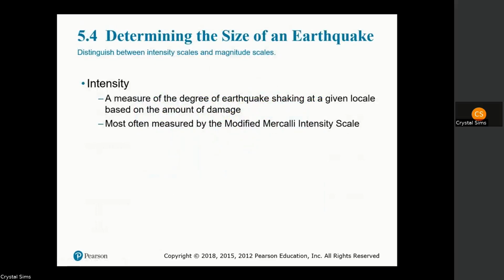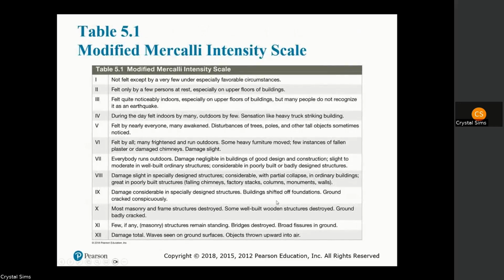So how do we determine the size of an earthquake? We can measure an earthquake by intensity and magnitude. Intensity is observed by looking at the amount of damage, so we look at property damage. And we have a scale called the Modified Mercalli Intensity Scale that we use for intensity. And here is this scale, and you can see that we're looking at damage.